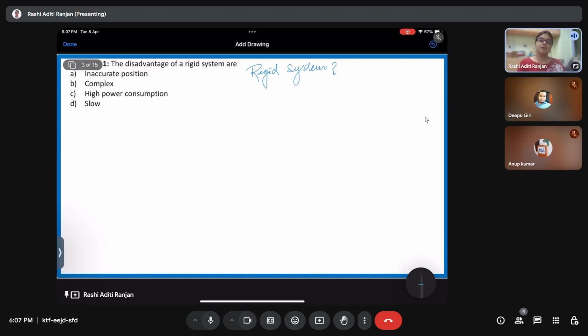So we talk about the equations that we study in physics: the velocity equation, the acceleration equation, the position, and everything. These are applicable for a rigid system. That's fine. But then what is a rigid system, and why are the equations applicable only for a rigid system and not for any other kind of system?